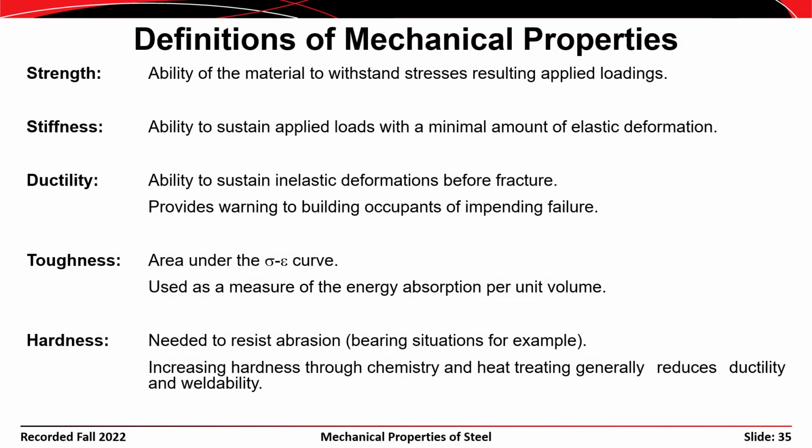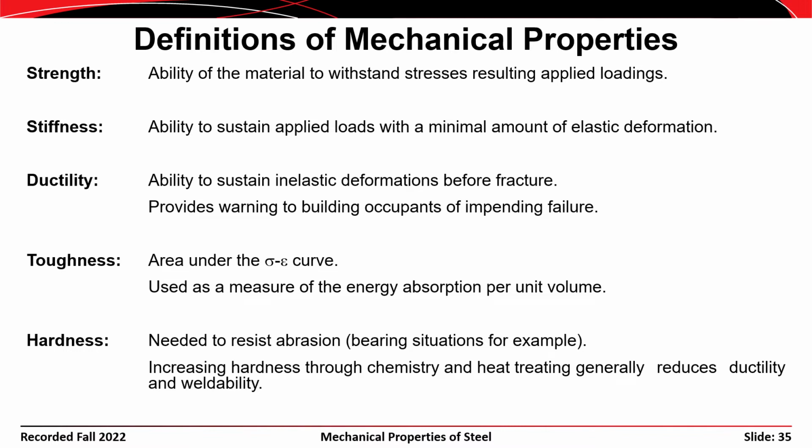Okay, we're going to shift gears a little bit now and talk about the mechanical properties, not necessarily the geometric properties of steel. And we have some definitions to start that conversation off with. Strength is the ability of the material to withstand stresses resulting from applied loads. Stiffness is the ability to sustain the loads without too much elastic deformation. So if a member is stiff, it will bend less. It'll have less deflection under load than if it was flexible.